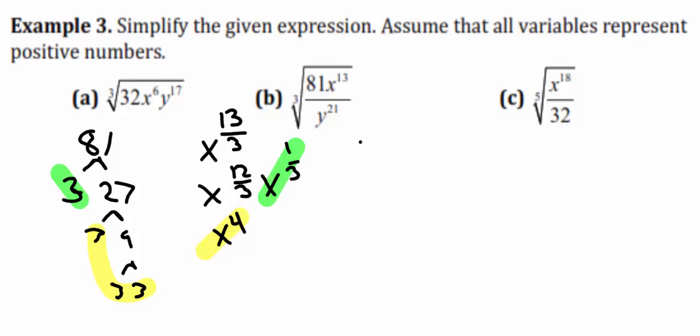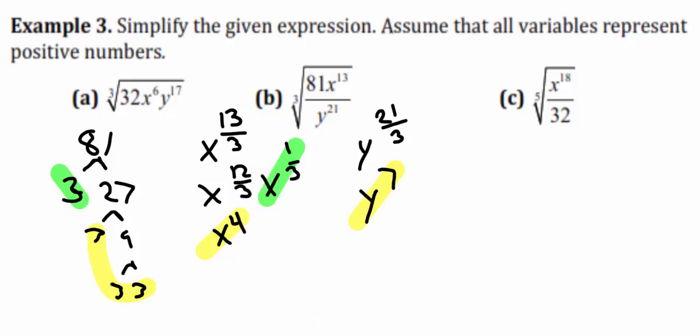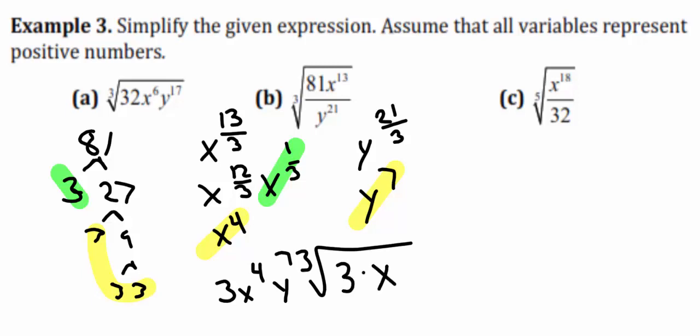Now, y to the 21st. Well, this one's going to be pretty easy, right? 21 divided by 3 is 7. So that works out nice and neat, and we're able to pull that one out as well. So that'll be yellow. So our simplified solution would look like, well, we've got a 3 we can put on the outside, an x to the 4th, and then y to the 7th. And then we have our cube root, and we put back what we can't get out, one of the 3's and an x to the 1st power, and that would be our answer. 3x to the 4th, y to the 7th times the cube root of 3x.